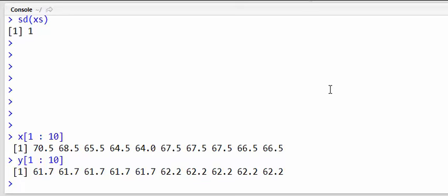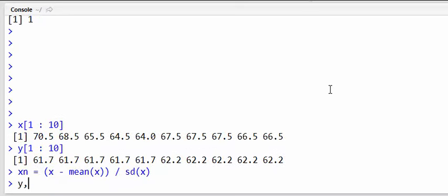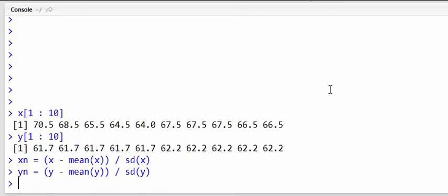Okay, so let's say xn is the normalized version of x. That's x minus mean x divided by standard deviation x. And then yn is the normalized version of y. That's y minus mean y divided by standard deviation of y.